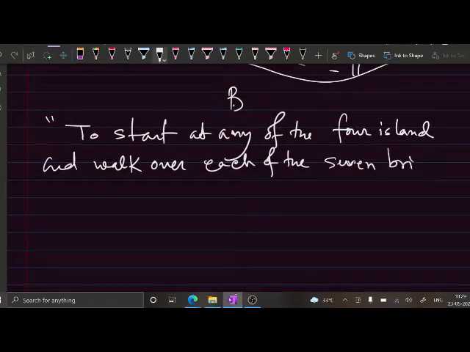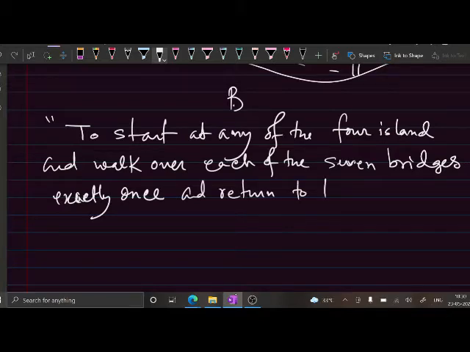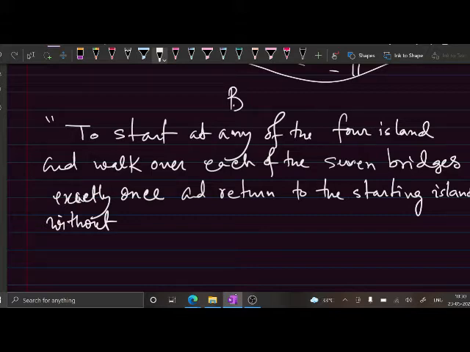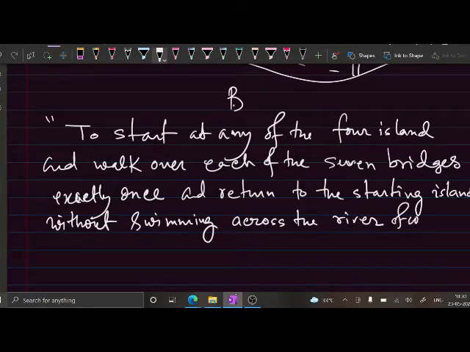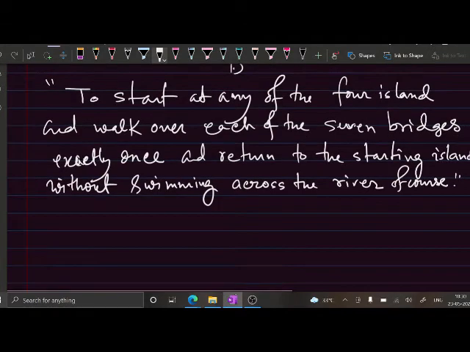So each of the 7 bridges, you need to walk over each of the 7 bridges exactly once and return to the starting island. Okay, without any other ways. That means the possible ways may be swimming. So without swimming across the river, of course, right? So this was the problem, and the question is that is it possible?